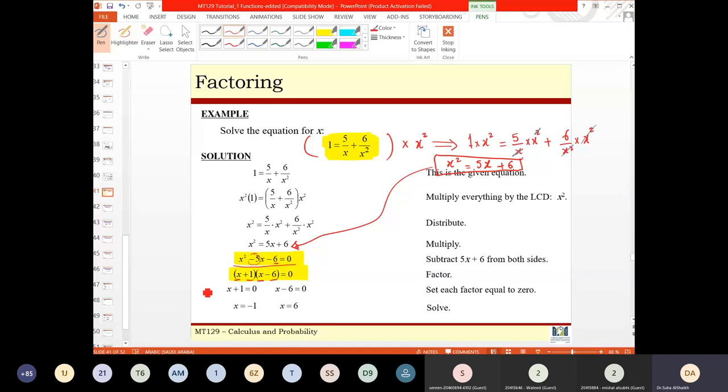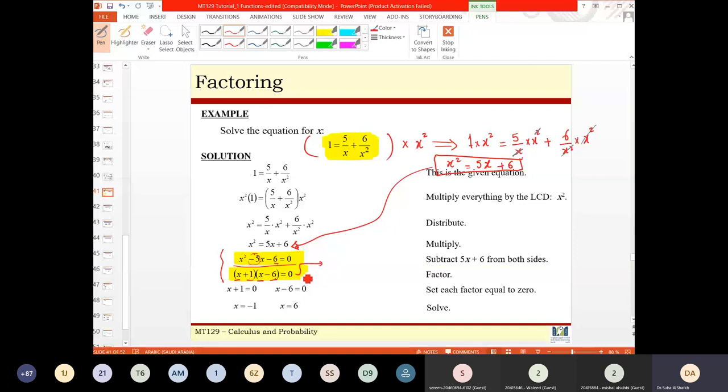Okay, no problem. We solved a similar one before. So we factorize this into two parts such that their multiplication is minus 6 and their addition is minus 5. So we factorize it into 1 and minus 6.